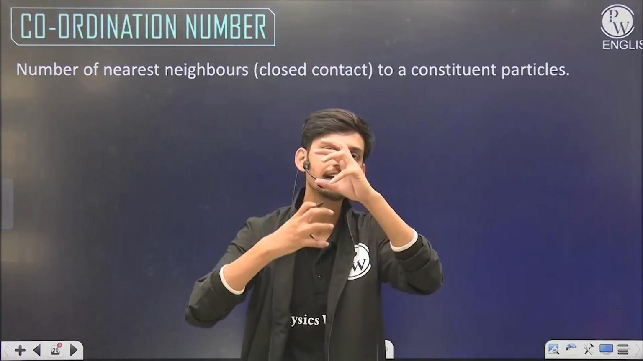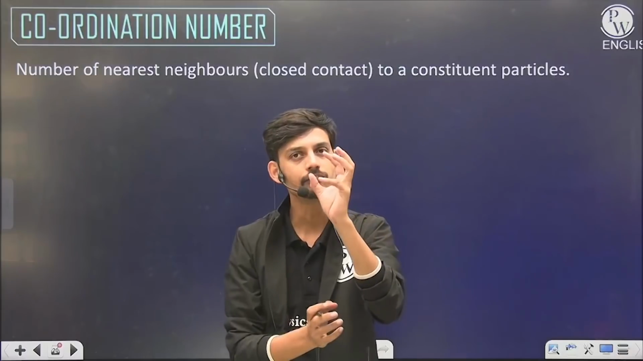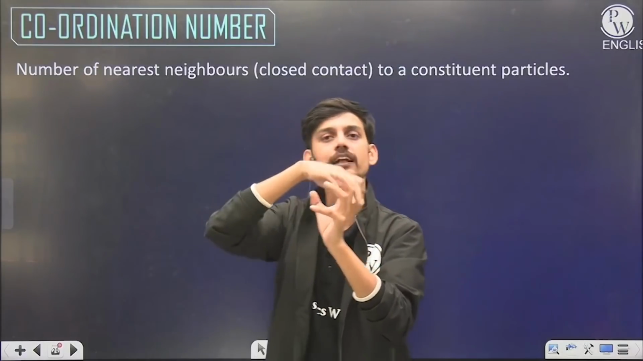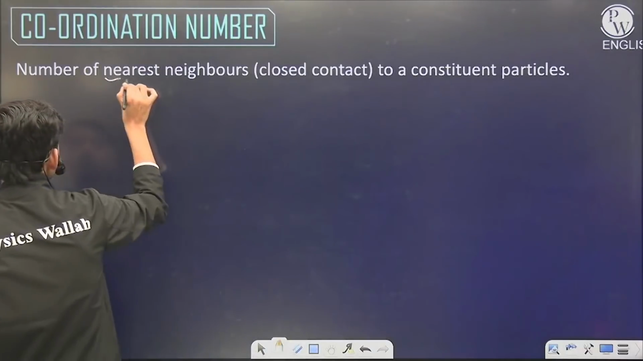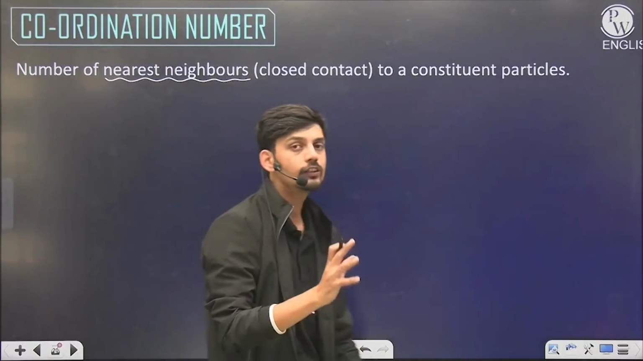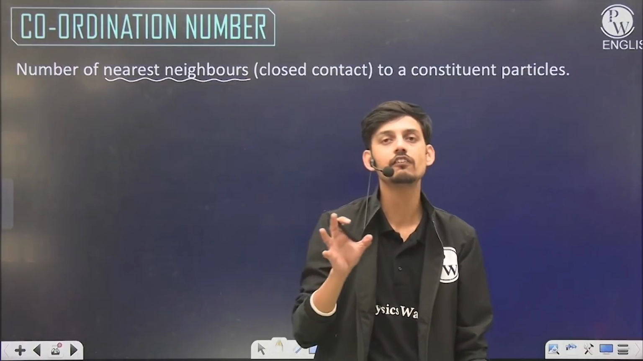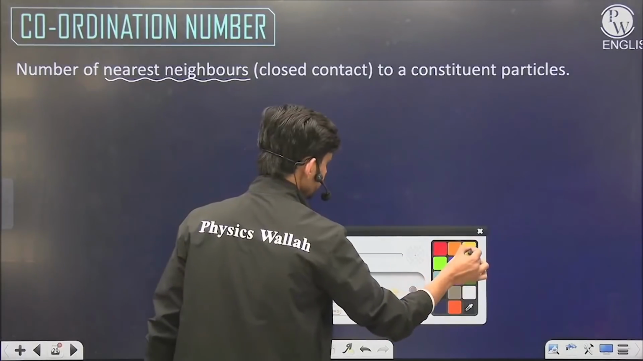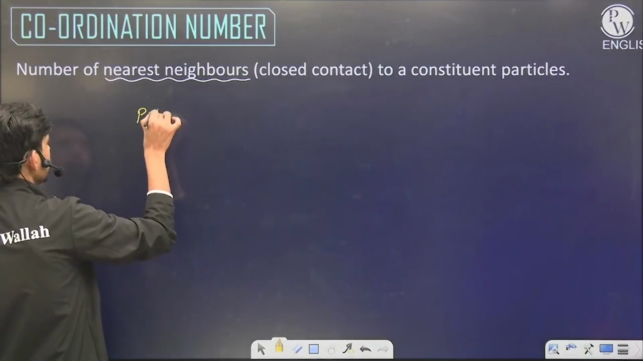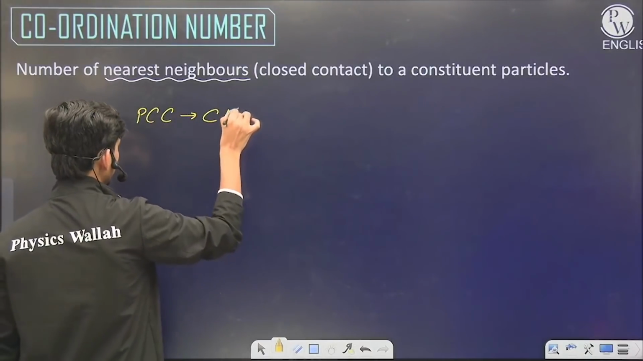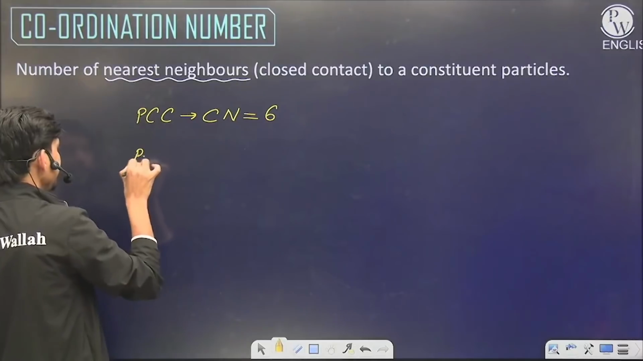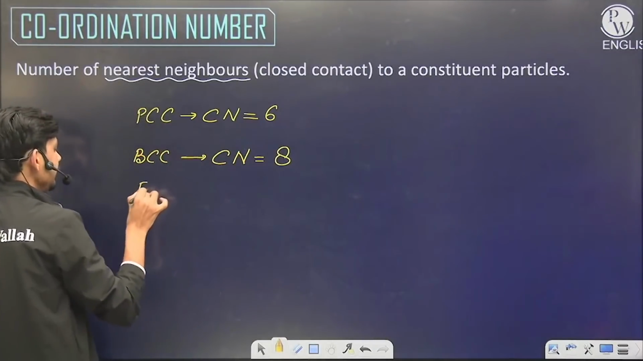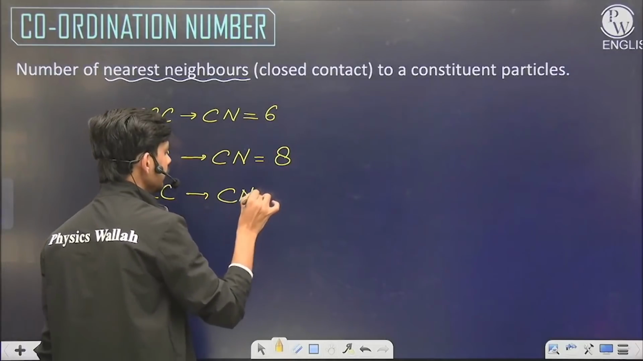All the atoms which are in close vicinity, this atom will have the most prominent coordination or interaction with these surrounding atoms. So the number of nearest neighbors, the close constituent particles of a solid, is defined as the coordination number. And we have to remember that for PCC, the coordination number is 6. For BCC, the coordination number is 8, and for FCC, the coordination number is 12.